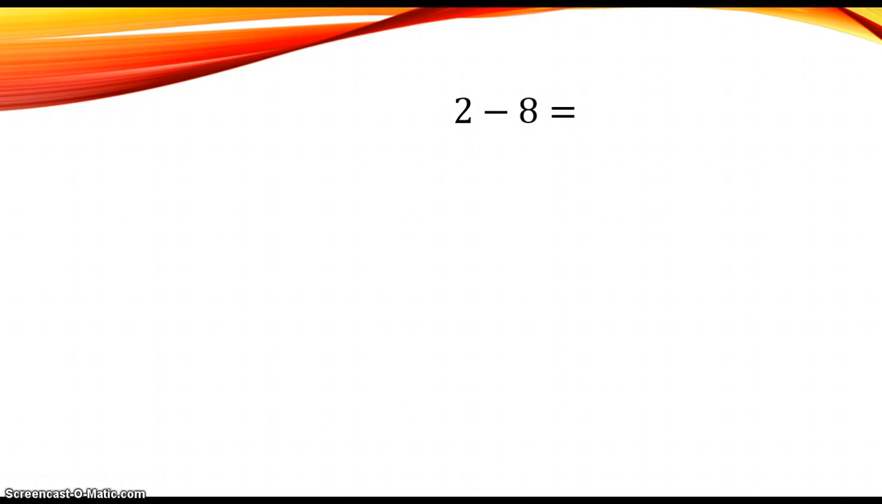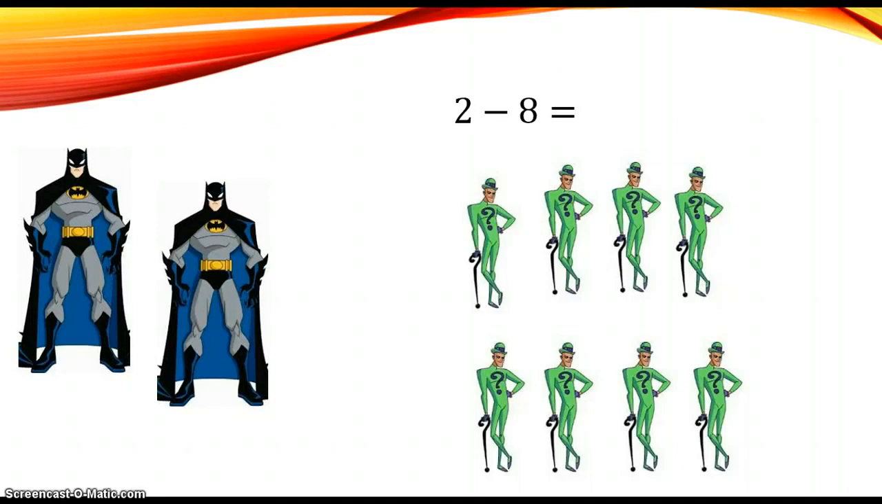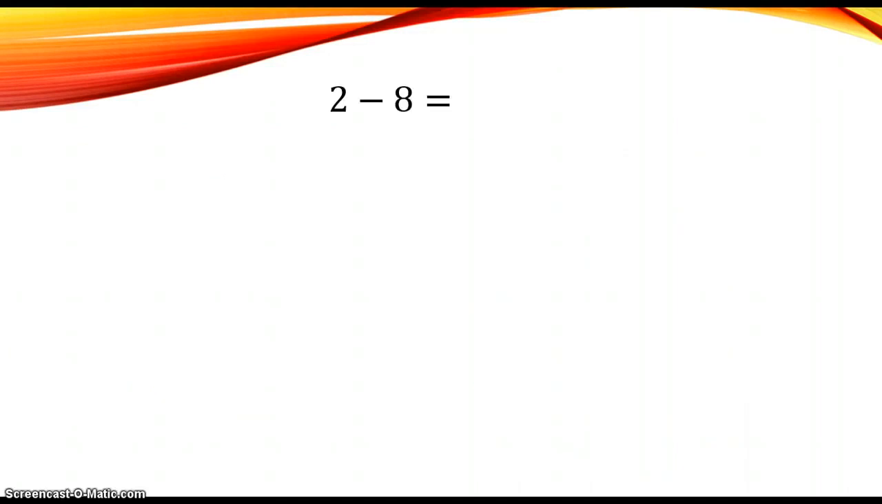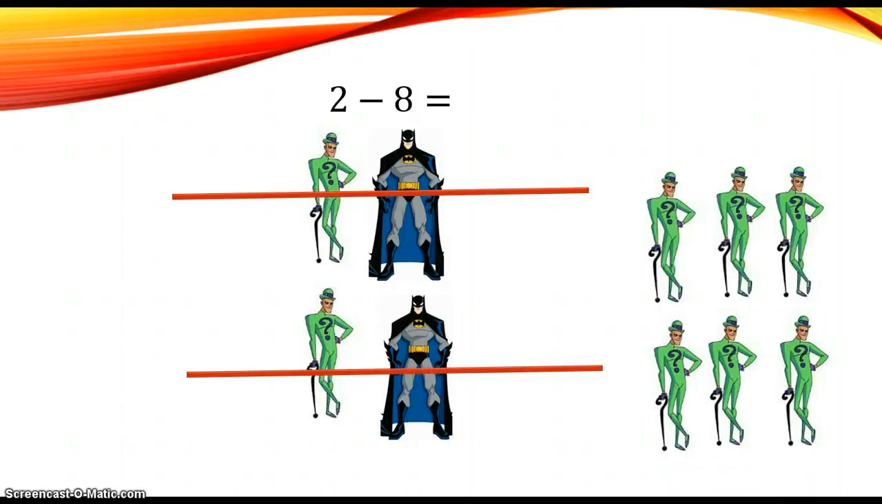In this problem, it's 2 minus 8. Since there's no symbol in front of the 2, that's a positive 2. That's 2 good guys. The symbol right in front of the 8 is a minus or a negative symbol, so that's 8 bad guys. Here we have our good guys and bad guys meeting up. Notice each good guy fights a bad guy, but there's more bad guys in this problem, so what happens? Our answer is left with 6 bad guys. Since they're bad guys, that is a negative 6.